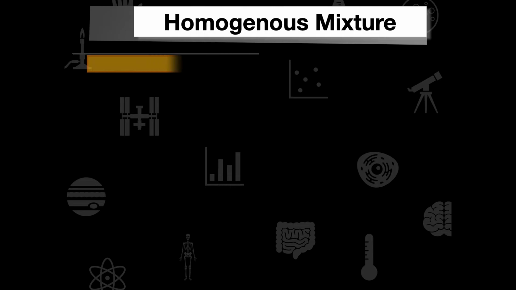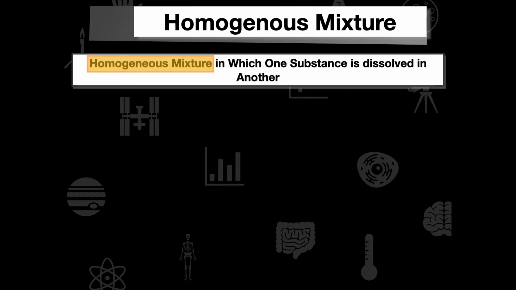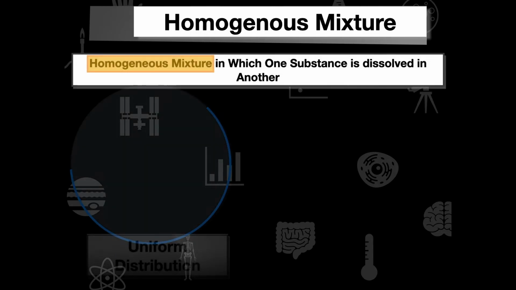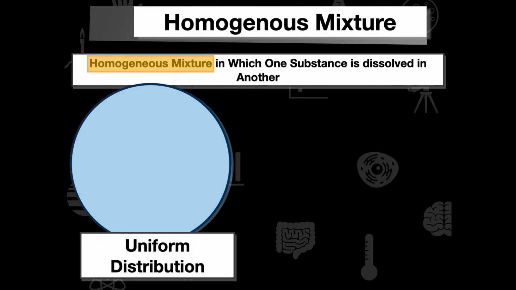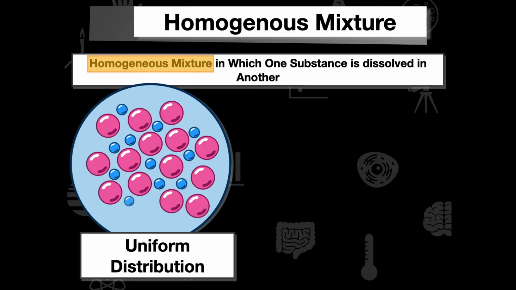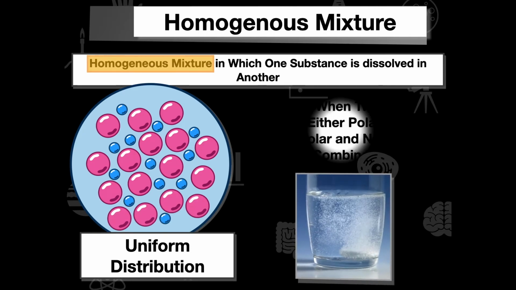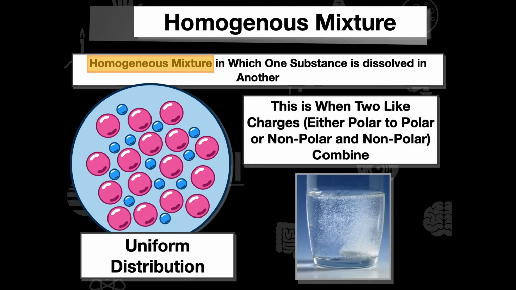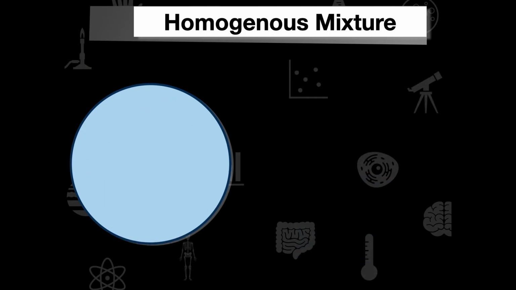Now we also need to understand mixtures. A homogeneous mixture is one in which one substance is dissolved in another. In homogeneous mixtures, we see uniform distribution. This is like when two like charges, either polar to polar or non-polar to non-polar, combine.